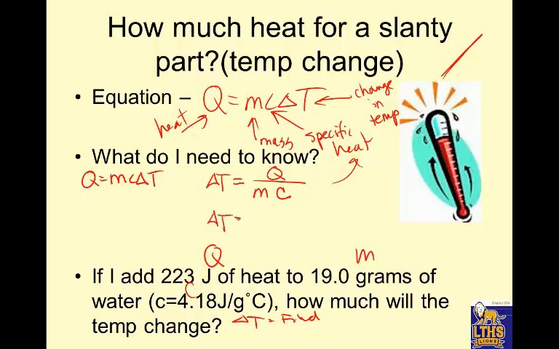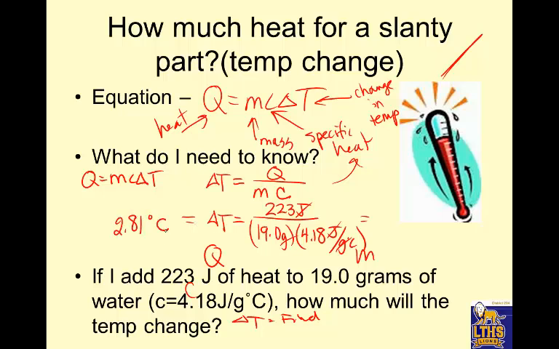So the change in temperature is going to be equal to the 223 joules divided by the 19.0 grams of the substance divided by the specific heat of the substance in joules per gram degree Celsius. Joules cancel joules, grams cancel grams. 1 over 1 over Celsius equals Celsius. So the change in temperature is 2.81 degrees Celsius. There's your delta T. So a slanty part uses the mc delta T equation. Make sure you use the specific heat of that substance.